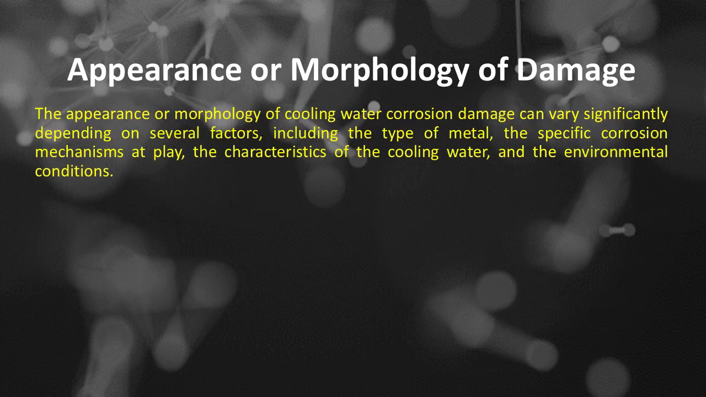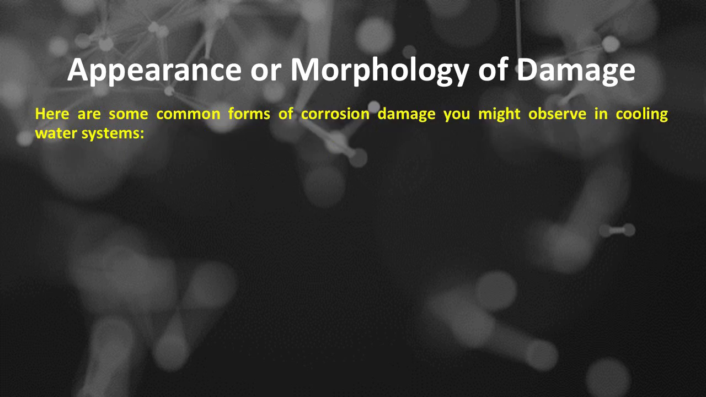The appearance or morphology of cooling water corrosion damage can vary significantly depending on several factors, including the type of metal, the specific corrosion mechanisms at play, the characteristics of the cooling water, and the environmental conditions. Here are some common forms of corrosion damage you might observe in cooling water systems.